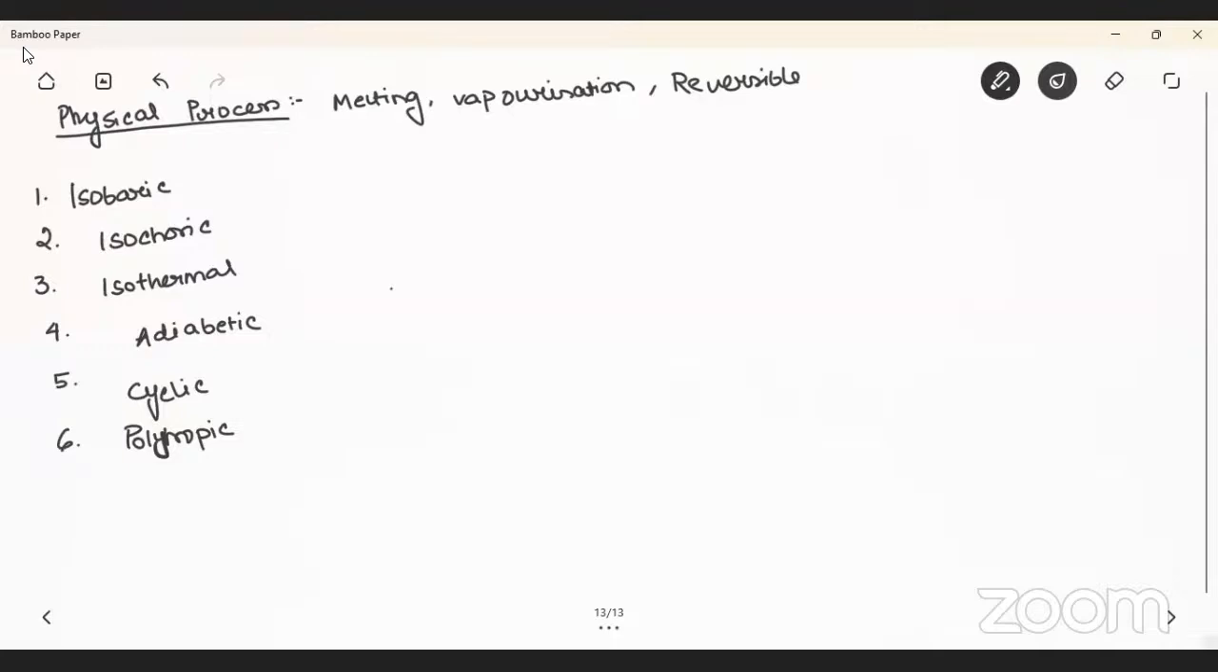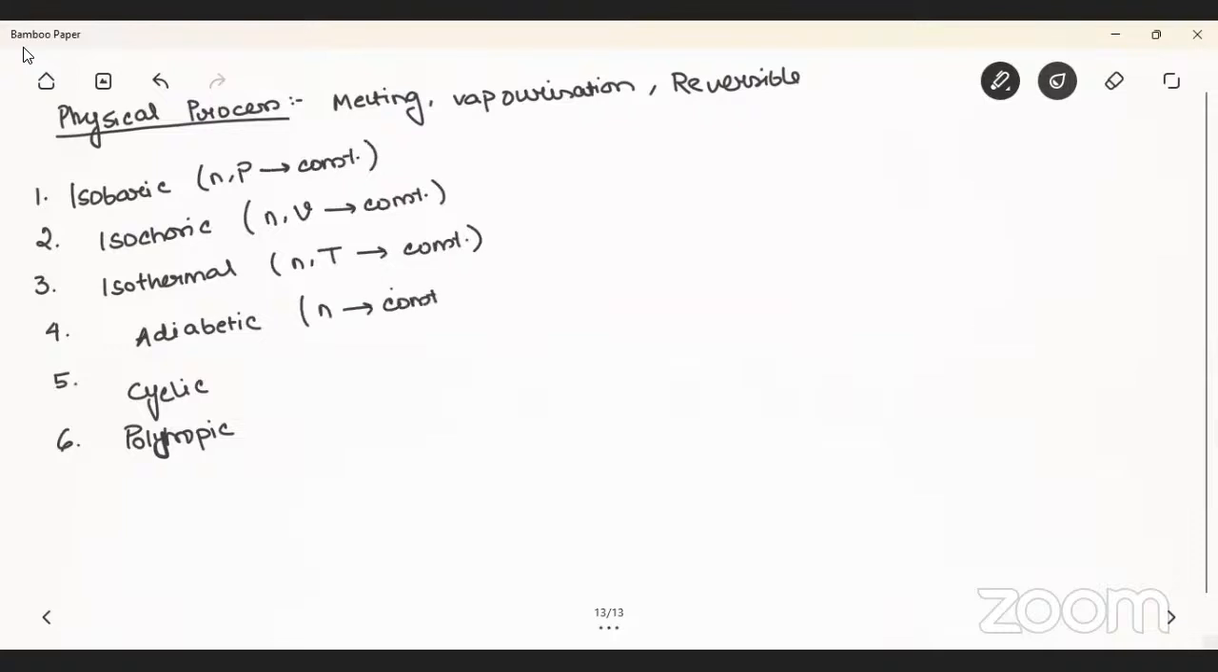What is the isobaric process? You know what is constant in the isobaric process? n and P, pressure and moles. These two are constant here. Okay. So the isochoric process is n and volume. They remain constant here. The isothermal process is moles and temperature remaining constant here. Okay. Adiabatic process means n is constant.